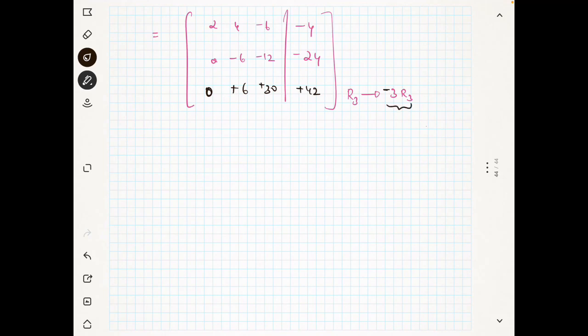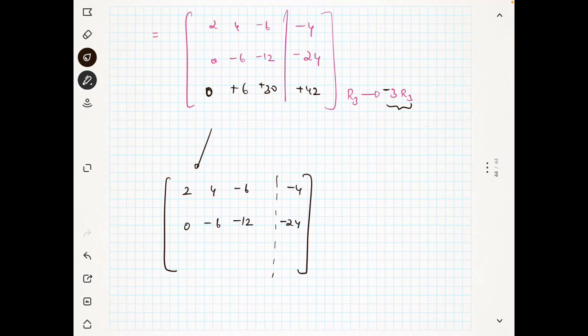For my convenience, now you see here I will be writing this: 2, 4, minus 6 and minus 4, and 0, minus 6, minus 12 and minus 24. Now my row 3 I am going to write as row 3 plus row 2. I will add with row 2. This is my row 2, and this is my row 1.